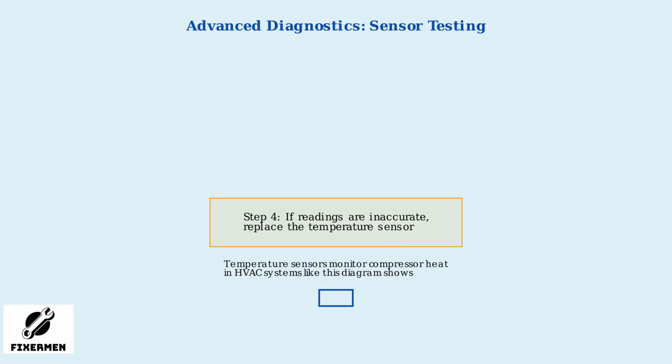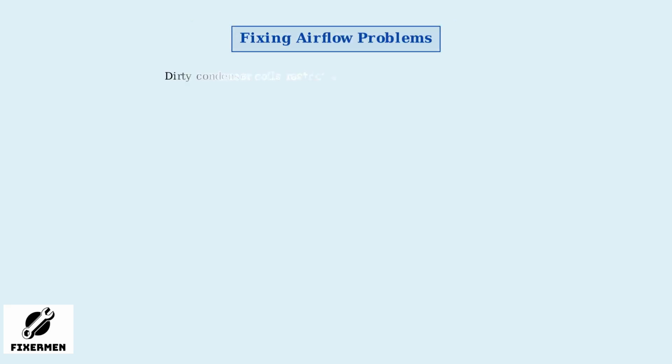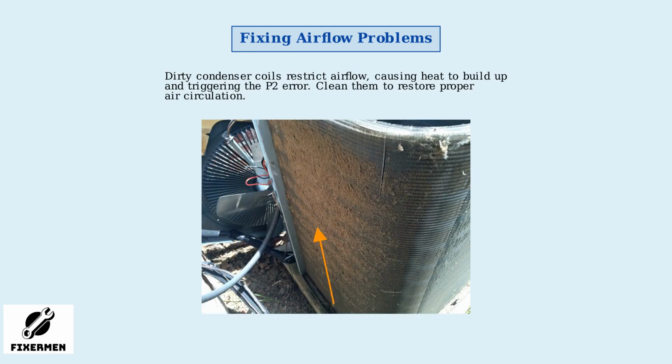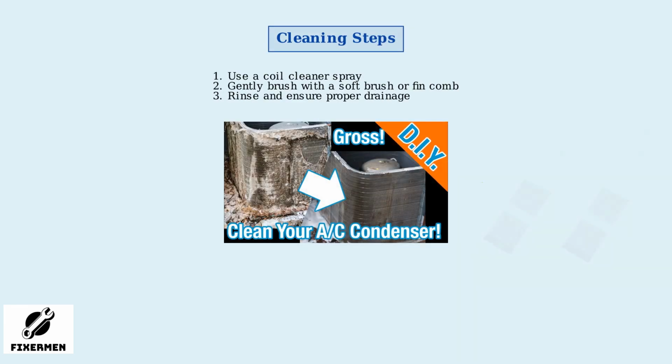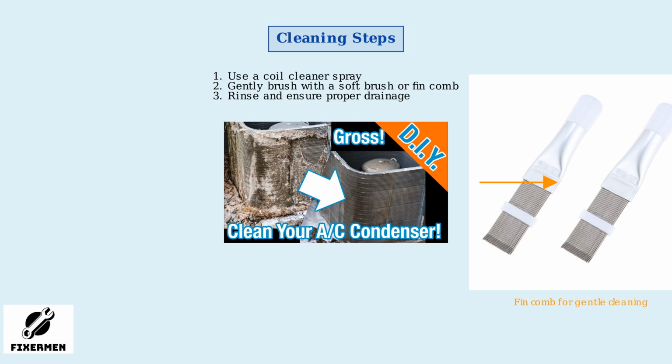Airflow problems often stem from dirty condenser coils that restrict air movement. When coils are clogged with dust and debris, the system can't dissipate heat properly, leading to compressor overheating and the P2 error. To fix dirty coils, start by spraying them with a specialized coil cleaner. Then, use a soft brush or fin comb to gently remove debris without damaging the fins. Rinse thoroughly and ensure water drains properly to prevent future issues.